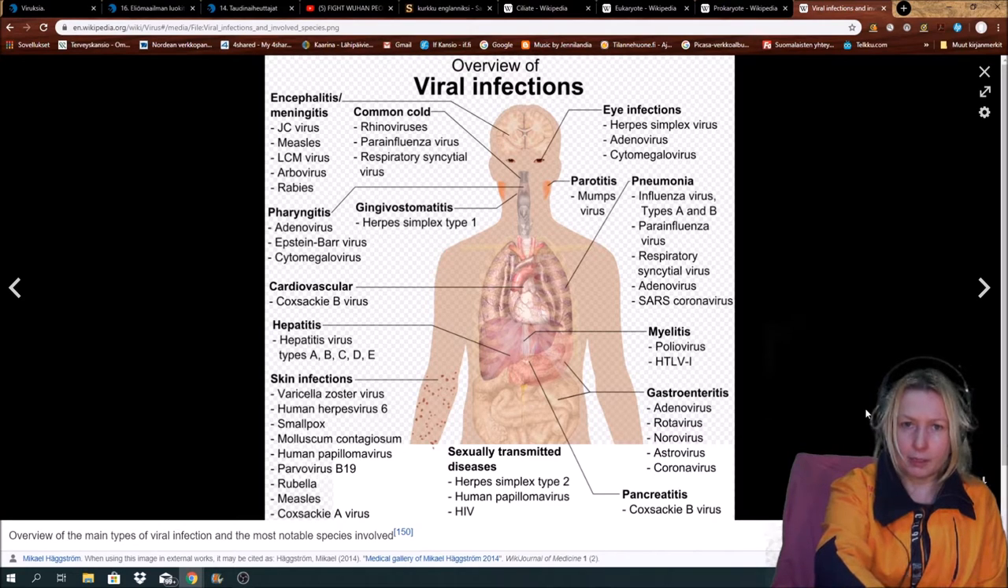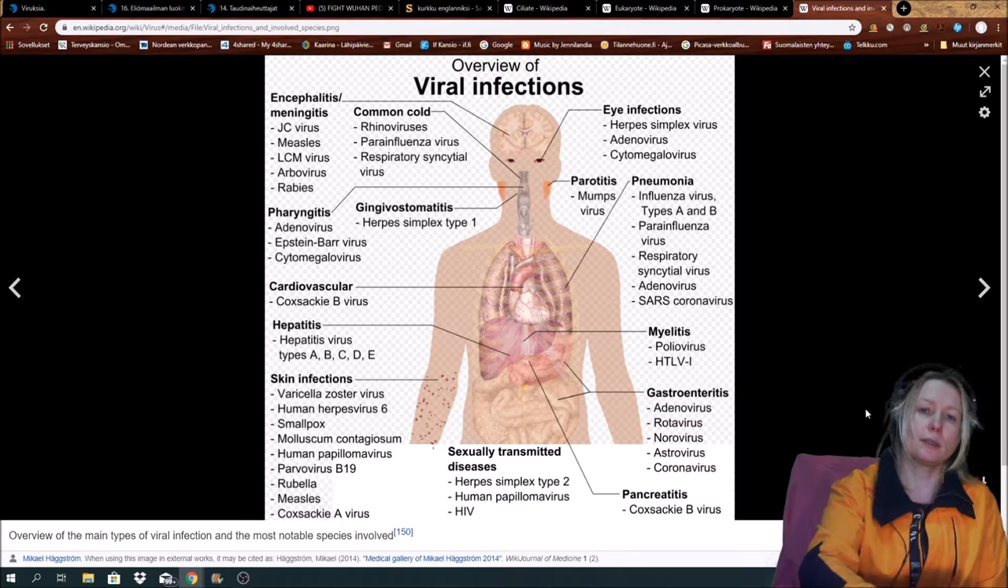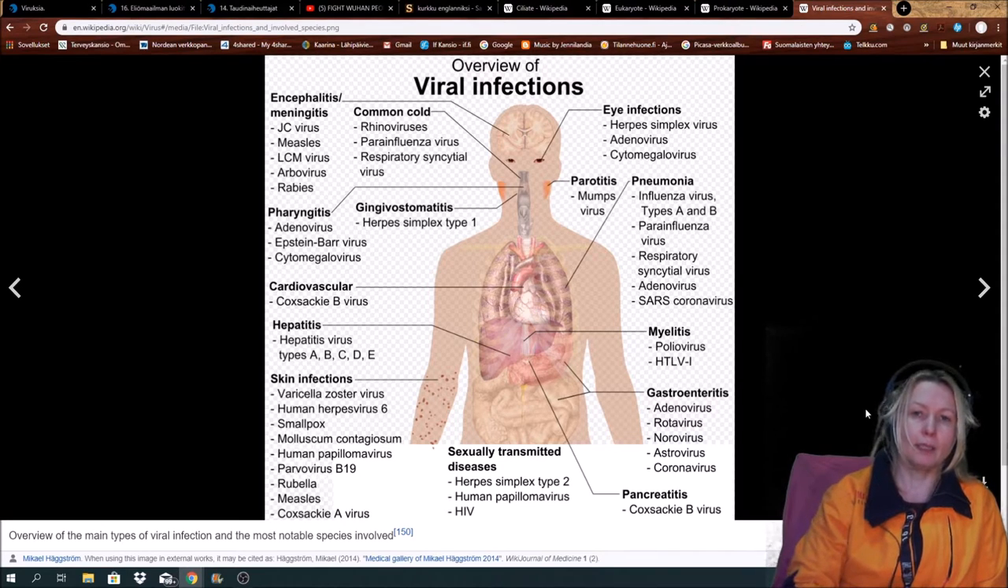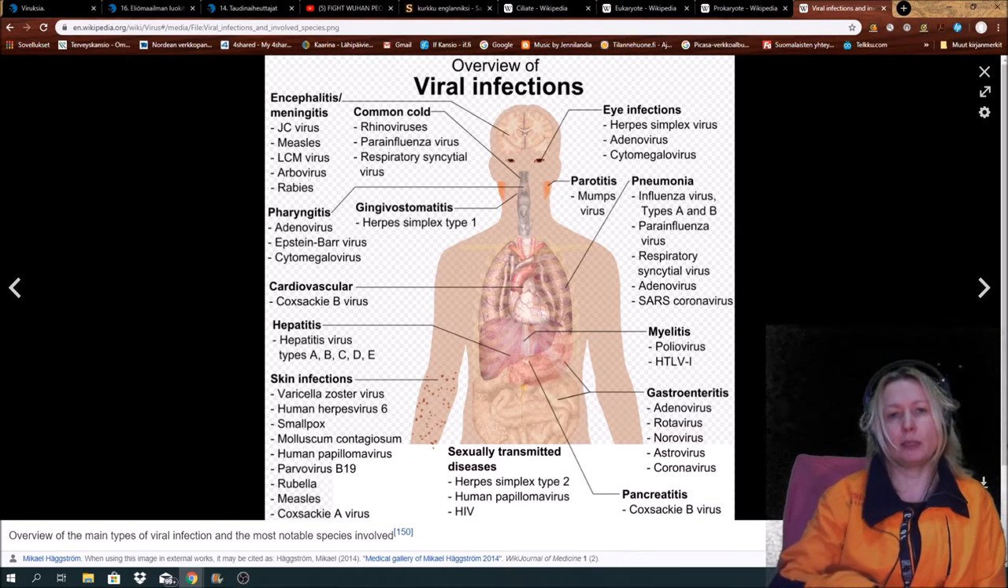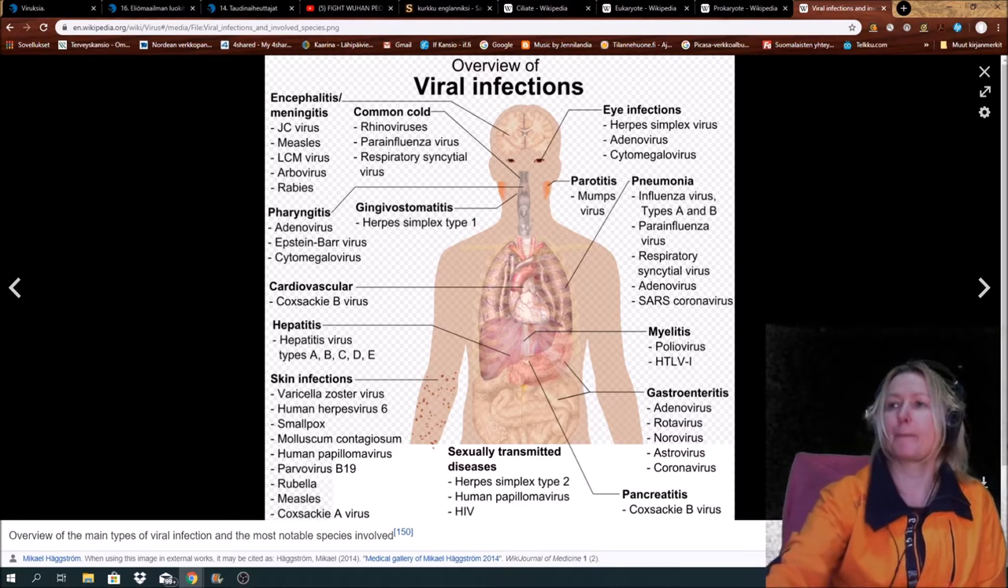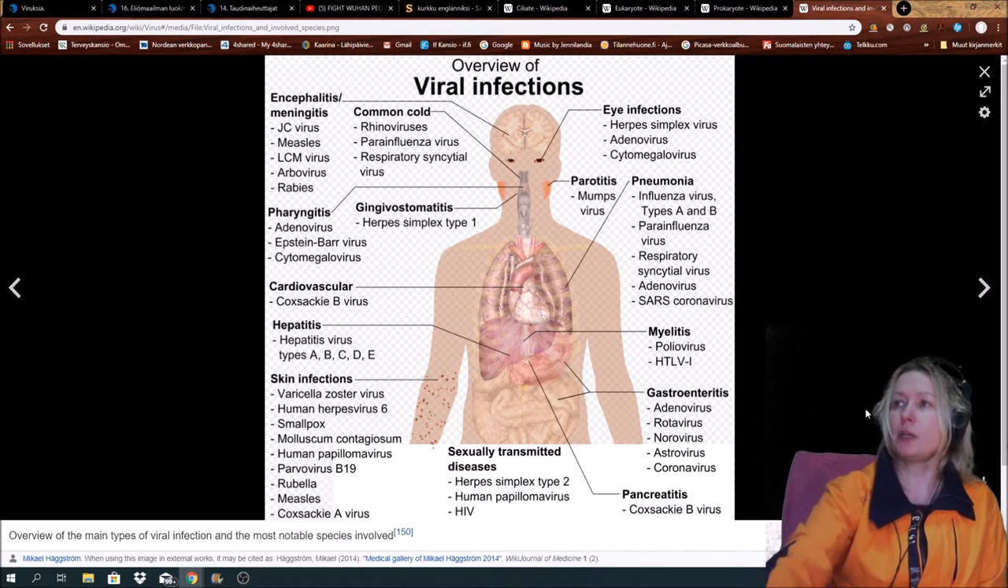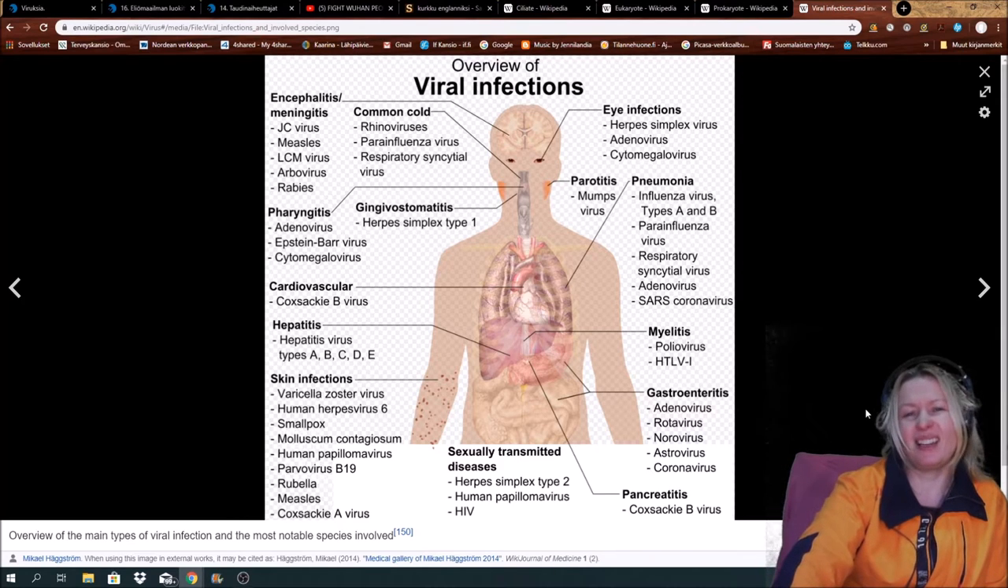But in these cases, Ebola and Marburg, there perhaps has been a treatment created in 2015, but it's not a common treatment for some odd reason, I don't know why. But anyways, we have this picture here, and we see there are quite many viruses affecting our systems. I am afraid.